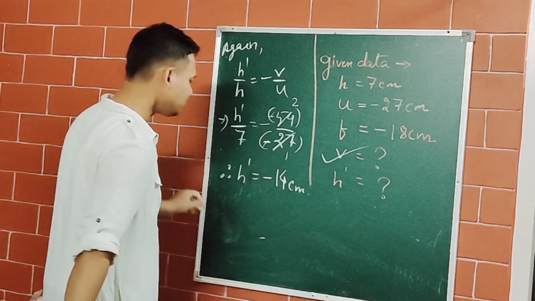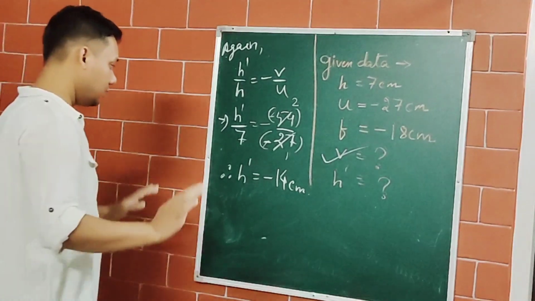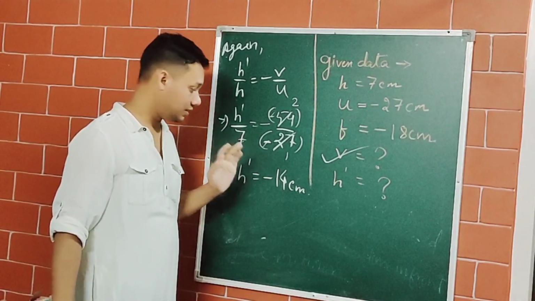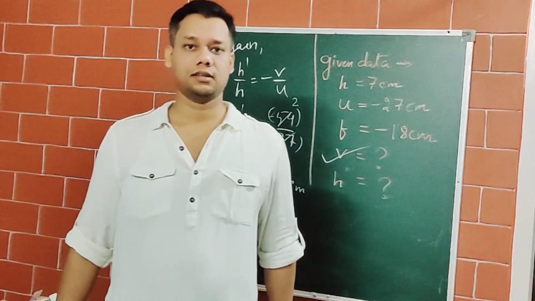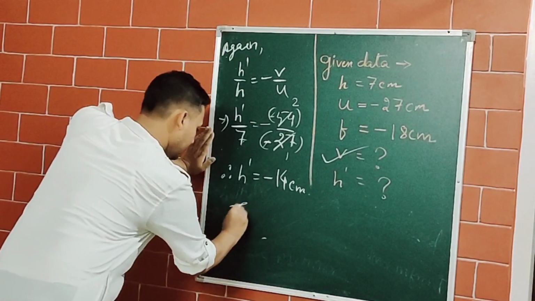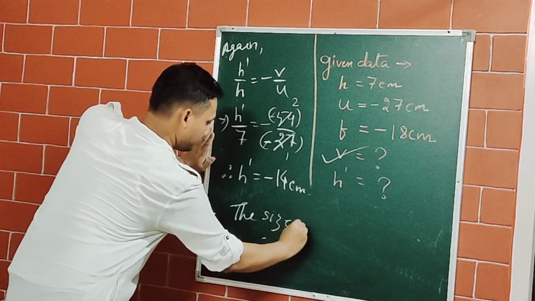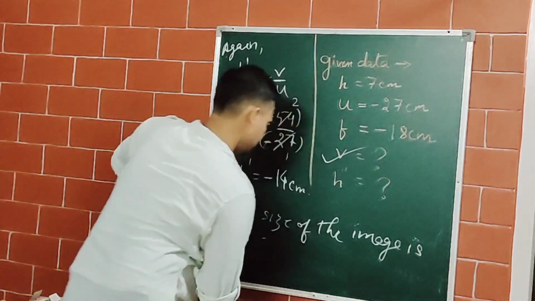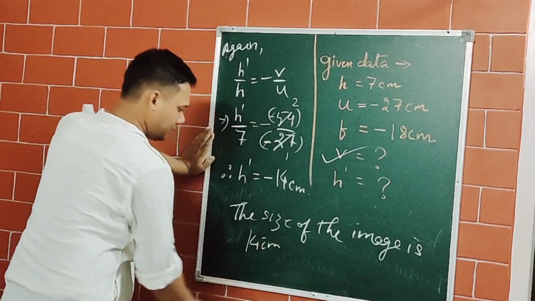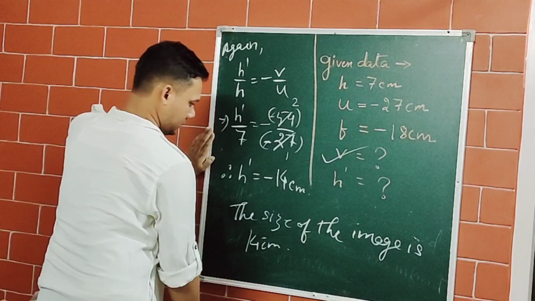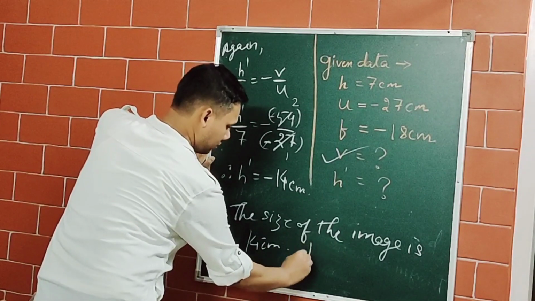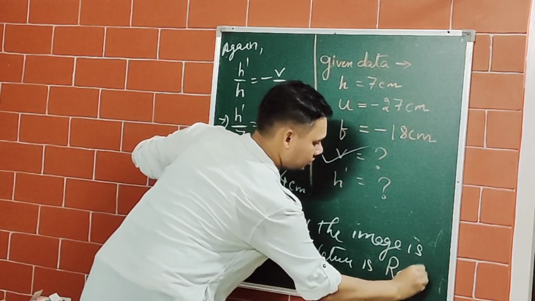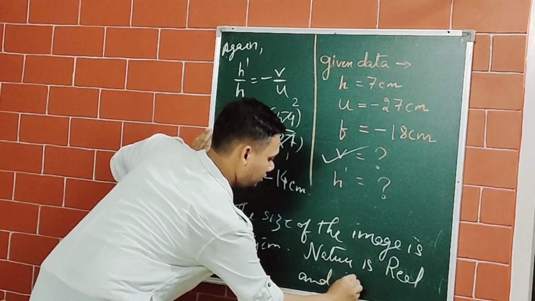centimeter. Answer I got minus 14 centimeter. What does the minus mean? If the h dash value comes minus, it means that the image is inverted. So the size of the image is 14 centimeter. Nature is real and inverted.